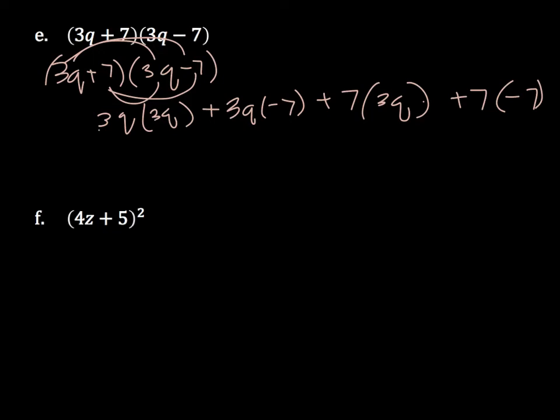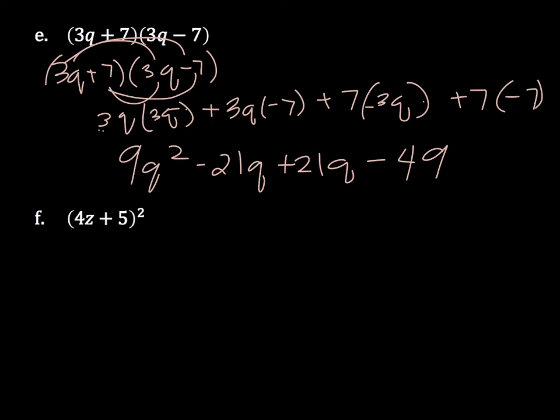So this is going to be number and then variable. We have 3 times 3 is 9q squared. 3q times negative 7 is minus 21q. 3q times positive 7 is plus 21q. 7 times negative 7 is negative 49. When combining like terms, I see I have a negative 21 and a positive 21. That'll cancel each other out. So I am left with 9q squared minus 49.